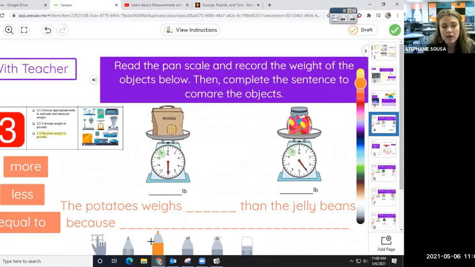So let's take a look. This is how we'll read the scale. The potatoes started at 0 and went all the way around and stopped at 10. This needle is pointing to 10. So the potato weighs 10 pounds. Please write that on the line. The jelly beans, starting at 0, go around and have stopped here. This needle is pointing to a 4. So the jelly beans weigh 4 pounds.